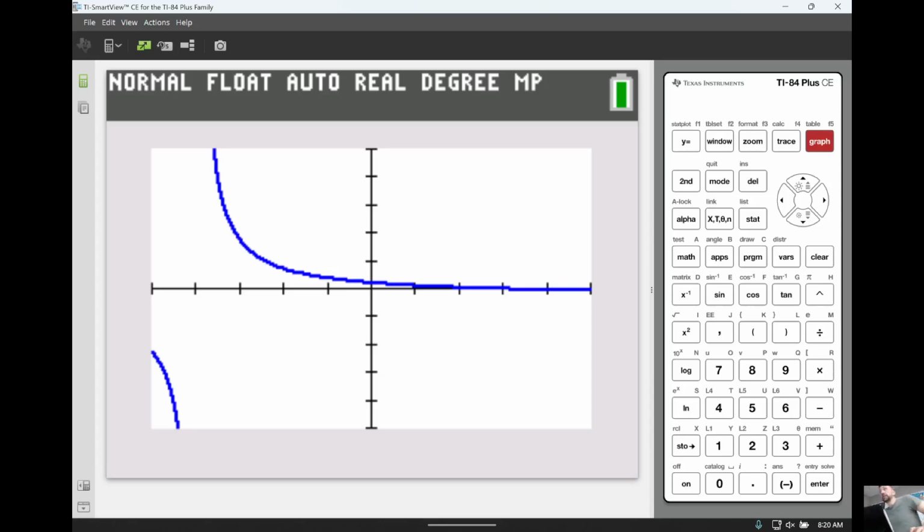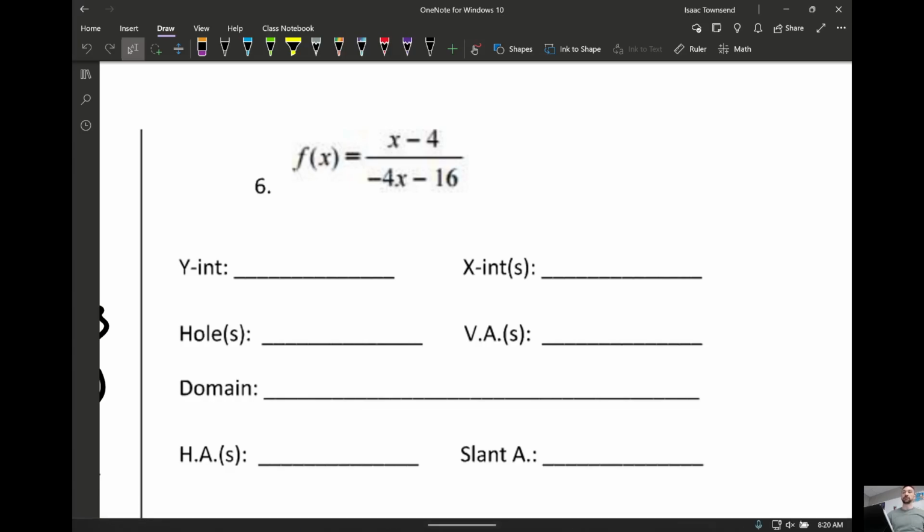So that was about 6 minutes. So for this question 6, based on the graph, to give you a hint on which parts you might be missing, are there any parts of number 6 you'd like me to work out with you? If for nothing else, to double check.